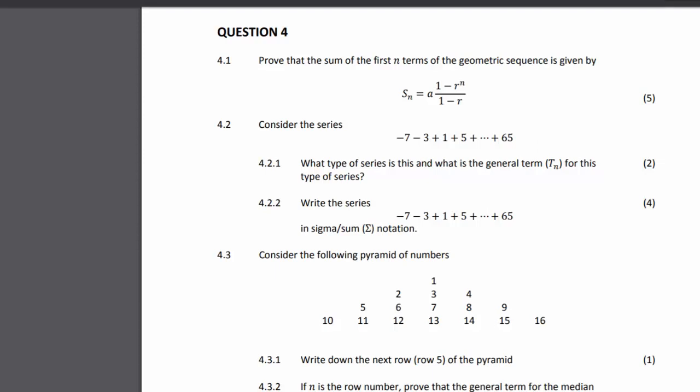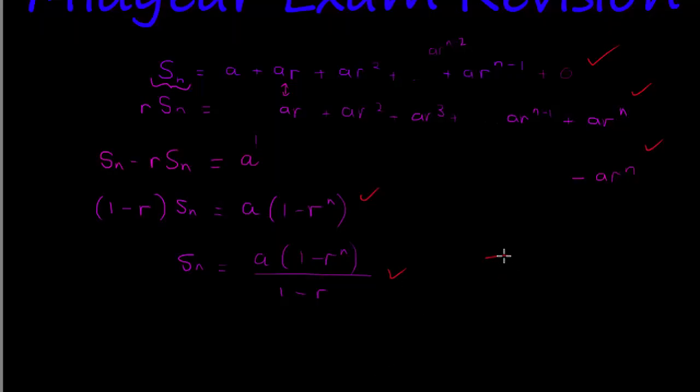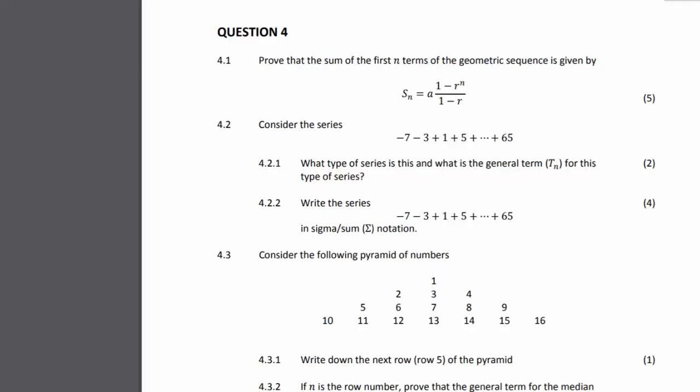What is the general term for this type of series? Not for this series, for this type of series. The general term is Tn is equal to a plus (n minus 1)d. That was just a knowledge question, testing your knowledge. So two free marks actually. It's called a free mark question. I just called it that.